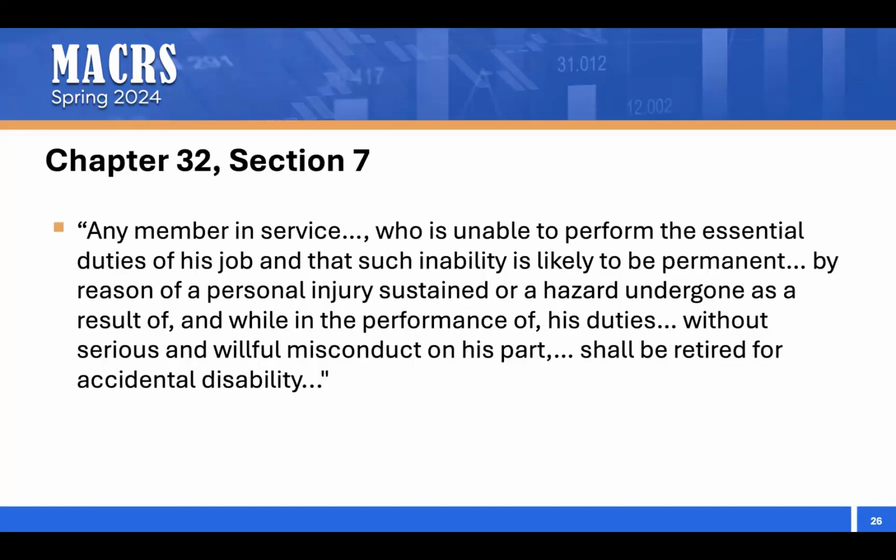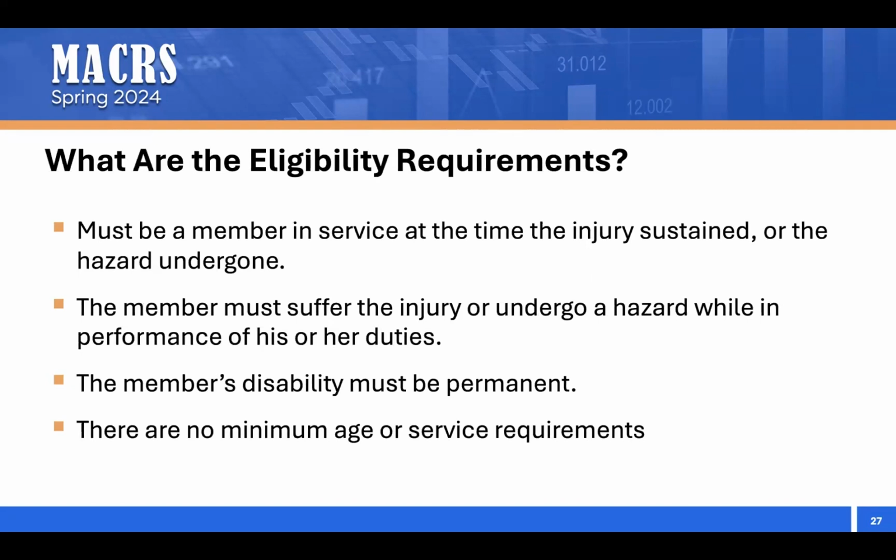Chapter 32, Section 7, is quite a lengthy section. This is the pertinent part as to the eligibility for the benefit. To save time, I'm not going to read the entire slide. But essentially, a person is eligible for an accidental disability benefit if they were a member in service at the time the injury was sustained or the hazard was undergone, so they must be a member in service. They must suffer an injury or a hazard while in the performance of their duties. The disability must be permanent, and there are no minimum age or service requirements to be eligible for an accidental disability benefit.